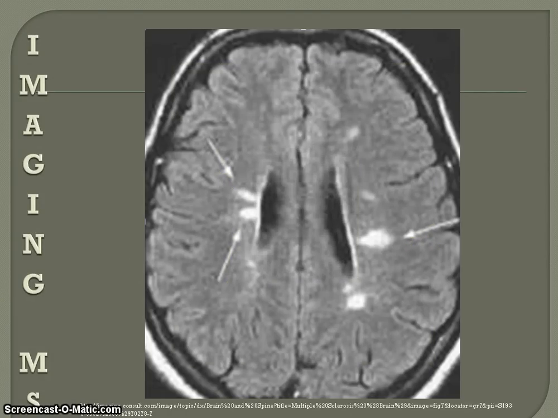This second image is an axial view, and these arrows are pointing to these oval looking plaques. This is very indicative of MS because these are what's known as Dawson's fingers. They are oval looking plaques that are perpendicular to the body of the lateral ventricles. So it's butting up right next to that ventricle, and that's very indicative of MS.